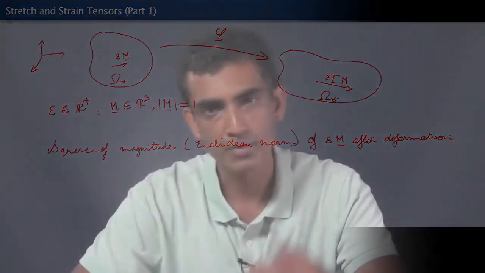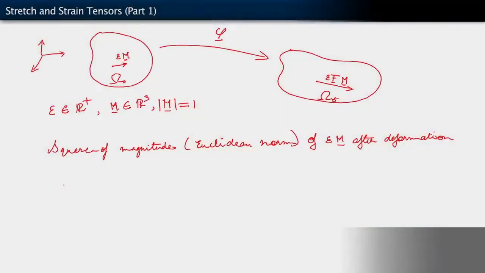So epsilon m has been mapped forward by the deformation, same idea. I have a little vector here, it's been mapped forward by the deformation. What is the magnitude of the deformed vector? Or what's the magnitude squared, really? Okay, so we know how to do that straight away, and the way we do that is the following.